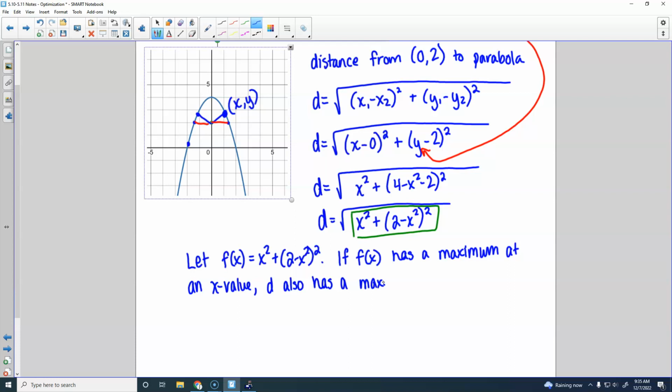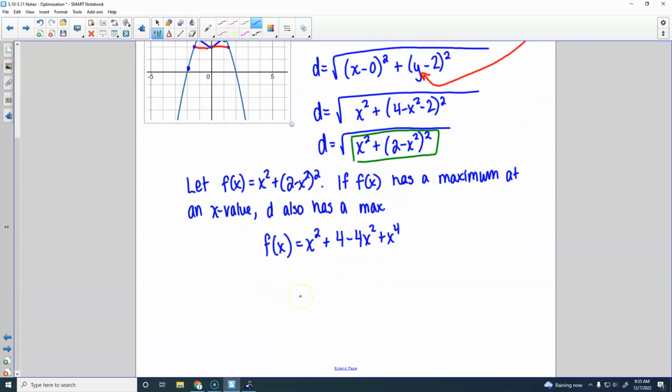So if we can just find the maximum of f, then that's also the maximum for D. And that's going to make it a lot easier to do this problem, because for f of x, I would probably go ahead and double square that. So that would be plus 4 minus 4x squared plus x to the 4th, if you double square your 2 minus x squared. So f of x would just equal x to the 4th minus 3x squared plus 4.